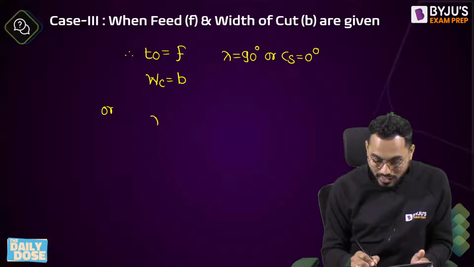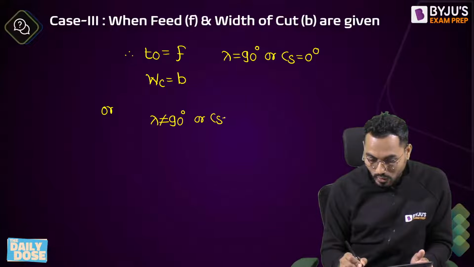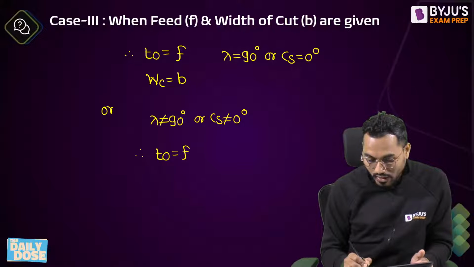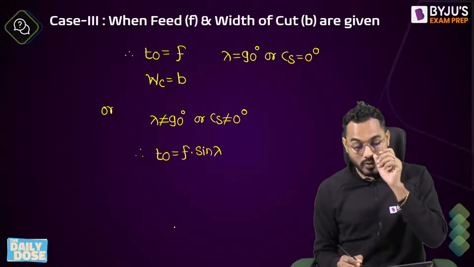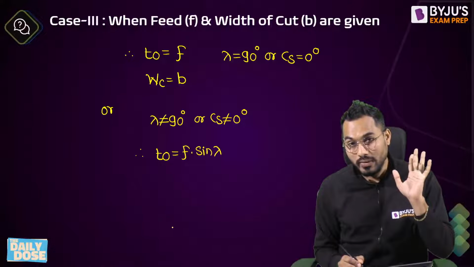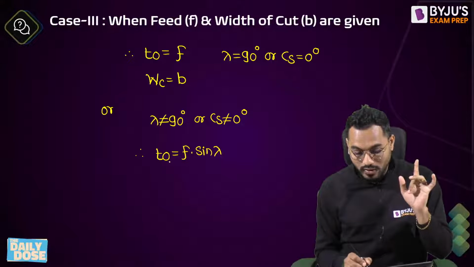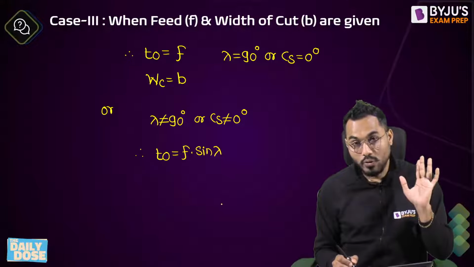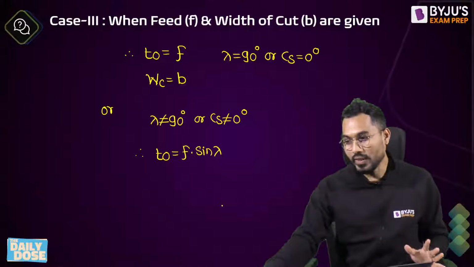Or if lambda is not 90 degrees, or Cs is not exactly equal to 0 degrees, then the uncut chip thickness t will become exactly equal to f into sin lambda. Do you understand that? f into sin lambda. Very, very important thing. t naught is exactly equal to f into sin lambda. Right, fine, and we have to understand that.